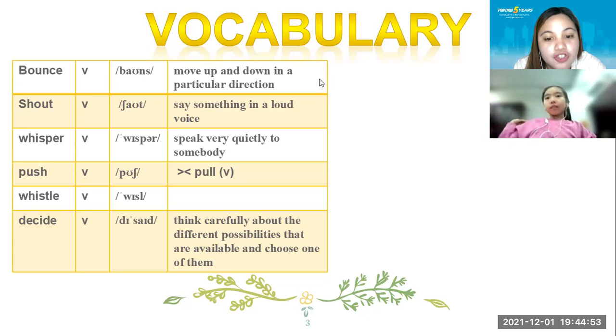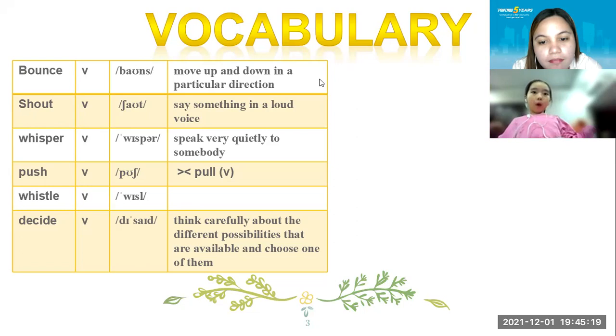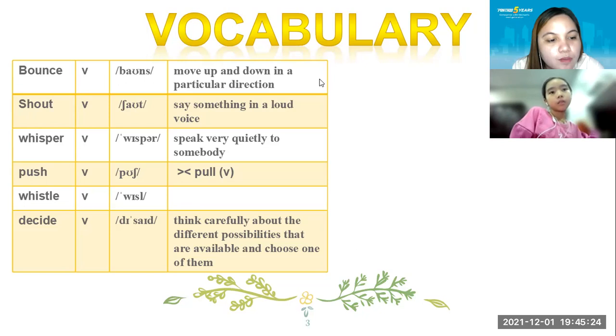Shout. Okay, so what do you mean by shout? You say something in a loud voice. Okay, shout is like you're speaking very loud. Number 3 is? Whisper. Okay, whisper is speak very quietly to somebody. Whisper is you speak very quietly so that no one can hear.